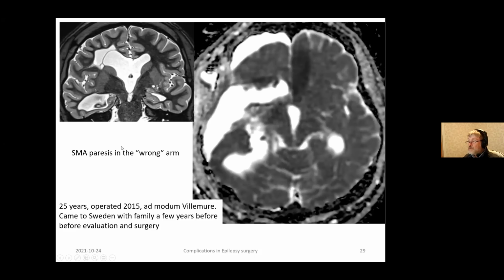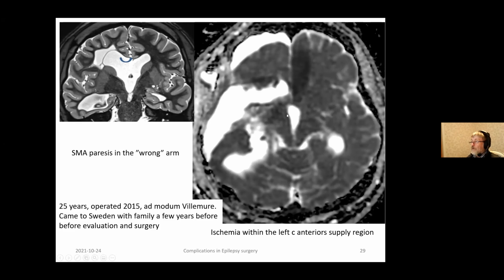So after surgery, he got an SMA paralysis in the right arm, and we found an ischemia in the SMA area on the left side. And of course, this is due to that. What is interesting anyway is that the patient completely healed and recovered, with no problems and seizure free. But this is anyway interesting.